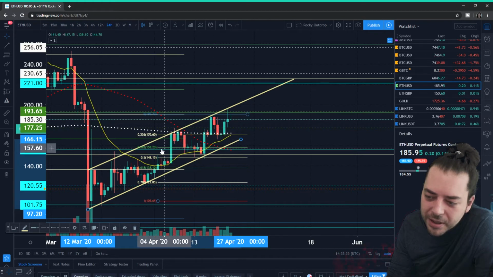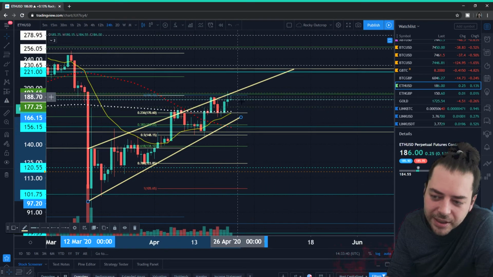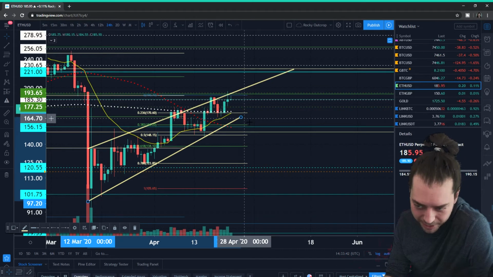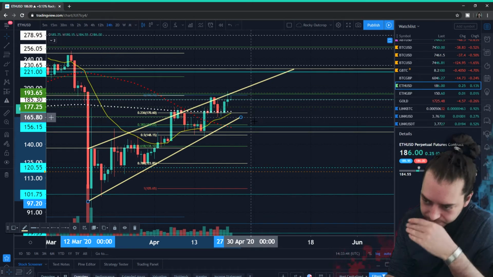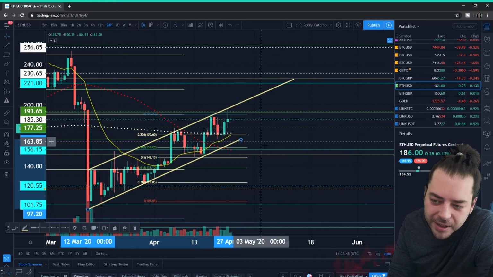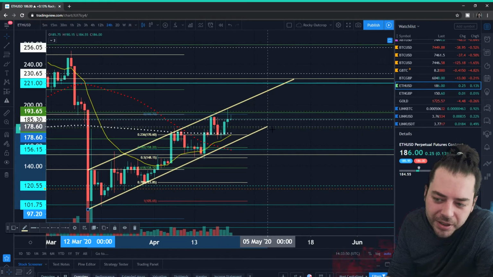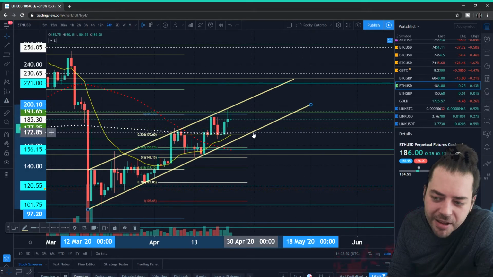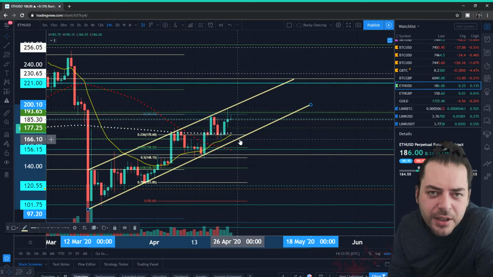So if this little wedgy thing broke down and the price came down as far as the 165, what would it be looking like in terms of this channel? Well, you'd just be coming down towards the lower end of it, and you could say, hey, how did you even see that wedge was on there? Where did that come from?